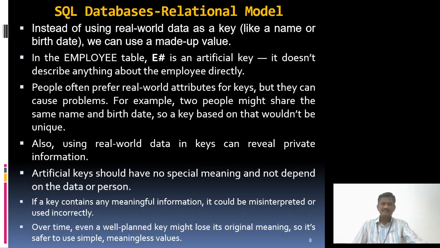In many databases, instead of using real world attributes as keys, we use artificial keys. That means values created only to serve as identifiers. Real world attributes like name or date of birth cannot guarantee uniqueness and may expose personal data. Artificial keys are safer, simpler, and more reliable.